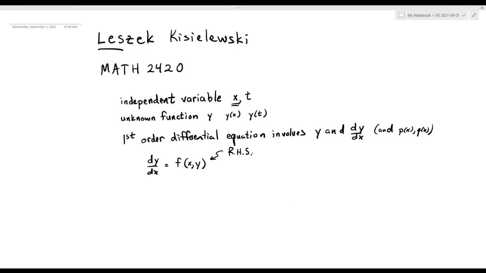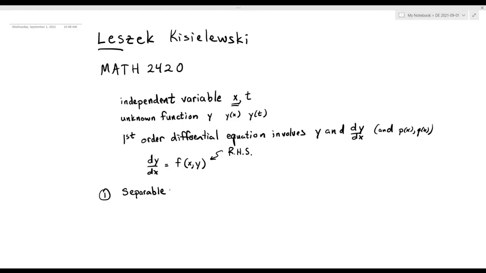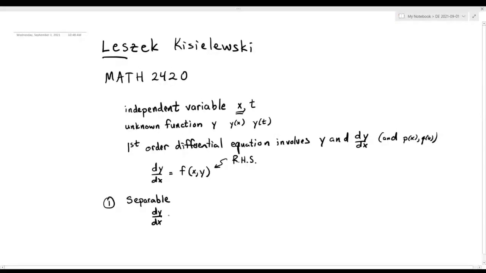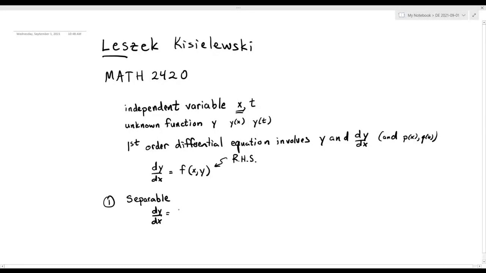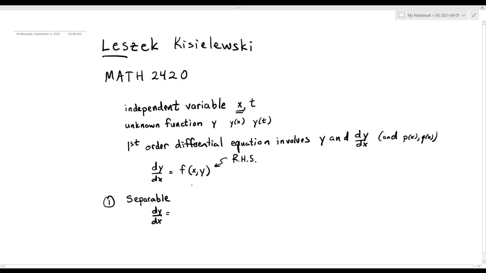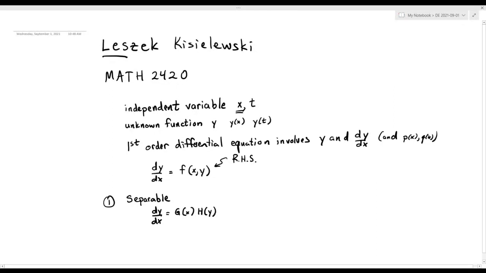So, for example, probably the first type of differential equation that you've learned about, even before this class, possibly, is the separable differential equation. Separable means that the right-hand side can be factored into a function of x times a function of y. If you can do that, then we can separate the variables.